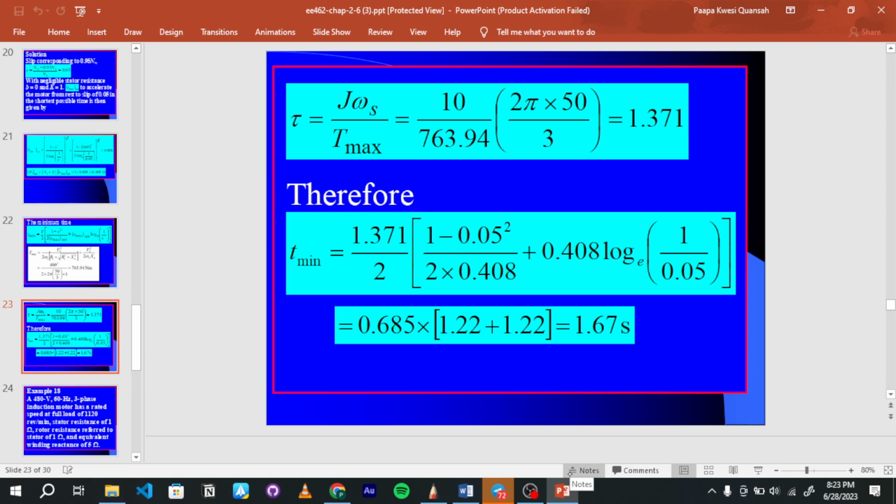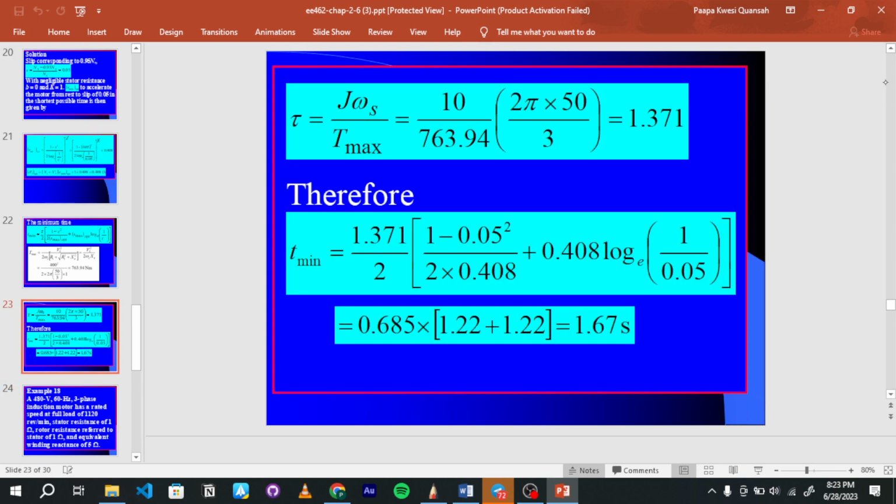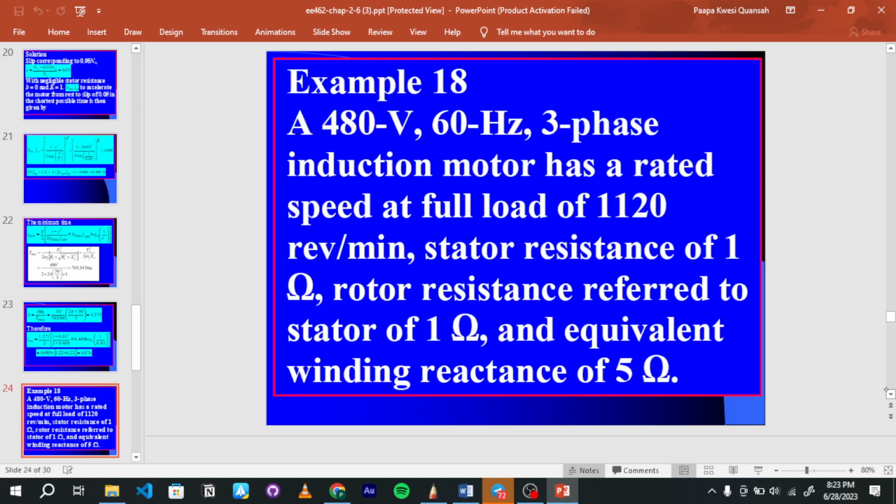Once I have my tau, I can find my T min. Yes, K is B S max plus 1. And B is 0, so K is 1. That's how come the denominator was just 2 times 1. So it's formula work. Formula work, as I said initially, is more formula work.